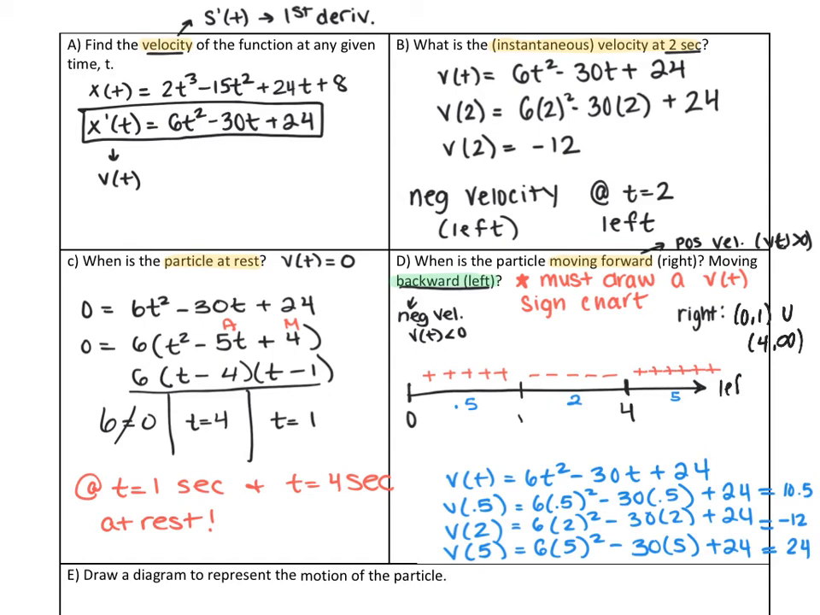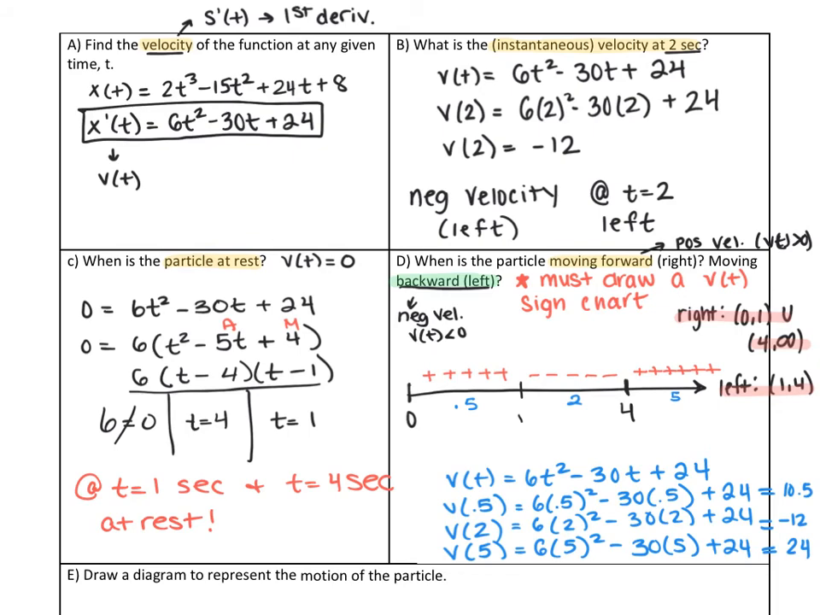And the particle is moving left from 1 to 4. So I'm using interval notation. 1 comma 4 means all numbers between 1 and 4, not a point. So the answers to your question are these. It's moving right from here to here and moving left there to there.